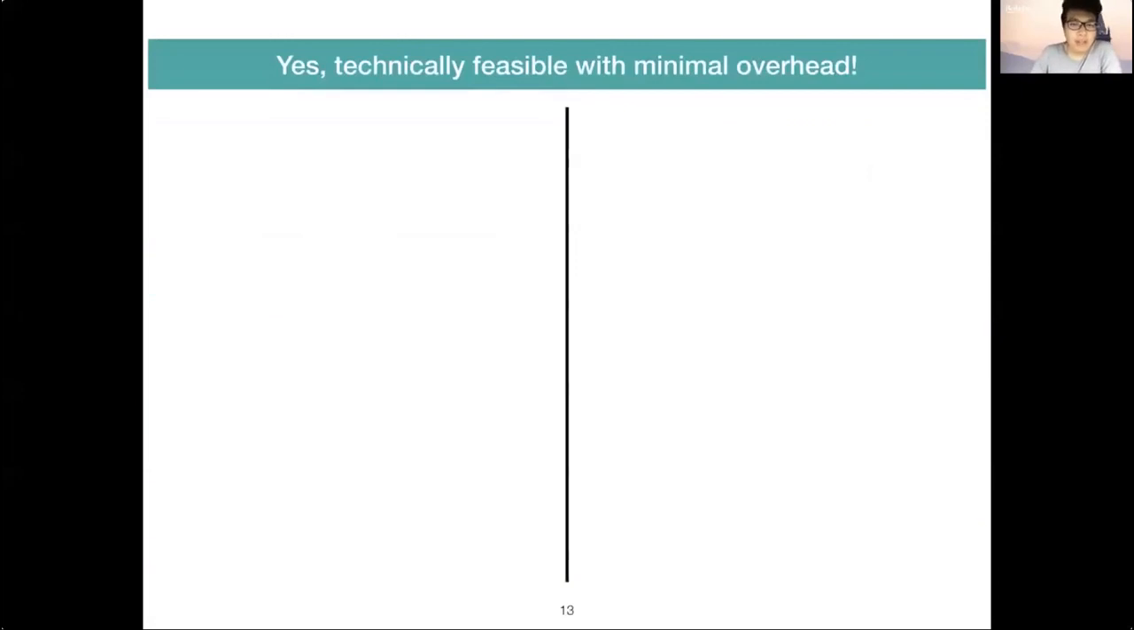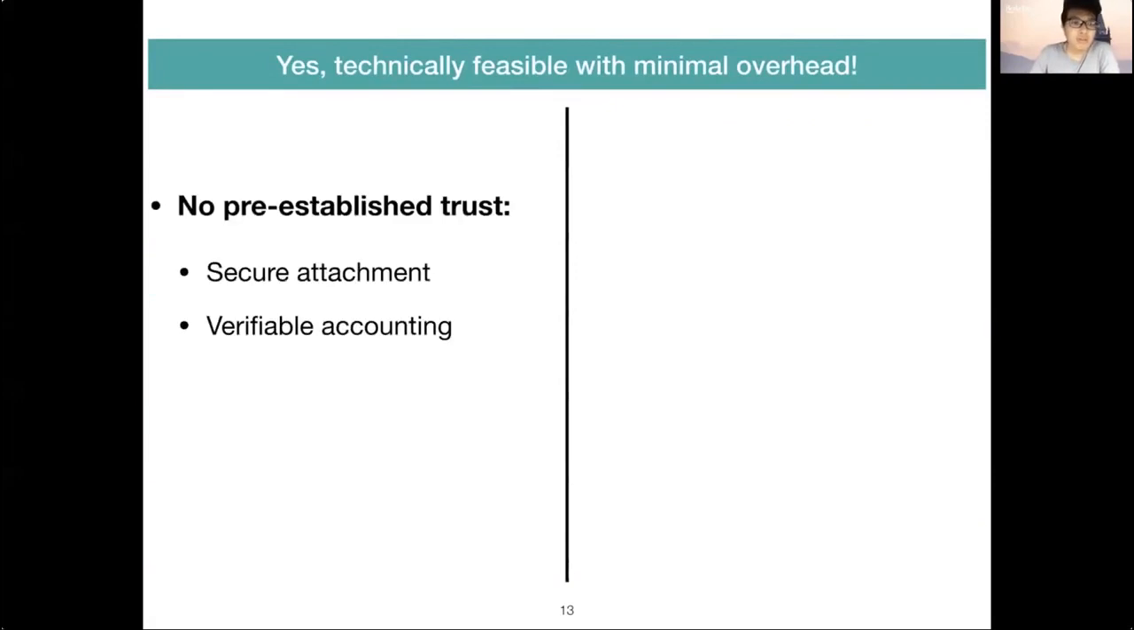To demonstrate the technical feasibility, we designed 3 technical pieces to tackle 2 main challenges in realizing Celbrix. The first challenge is to support user management function without requiring pre-established trust between the broker and the B telco. For this, we propose a secure attachment protocol based on standard public key authentication schemes, as well as a verifiable accounting protocol based on embedding management function into the user space, as well as a reputation system.